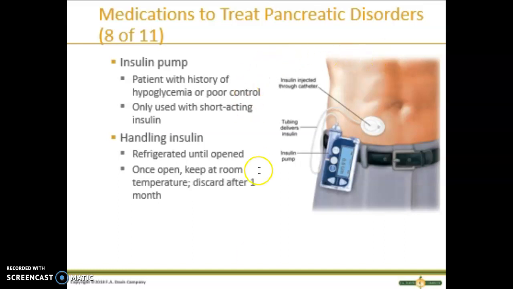Also, you see here in this picture an example of an insulin pump. A patient with a history of hyperglycemia or poor control would utilize an insulin pump, and this is only used with short-acting insulin if you're using the pump.